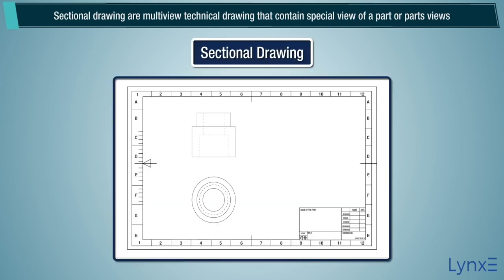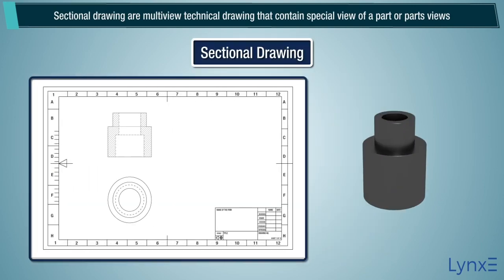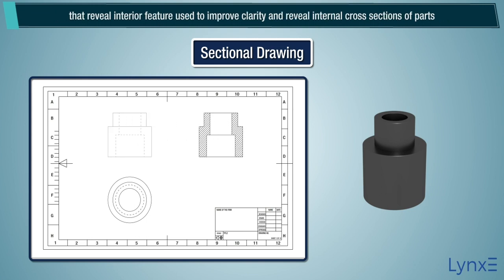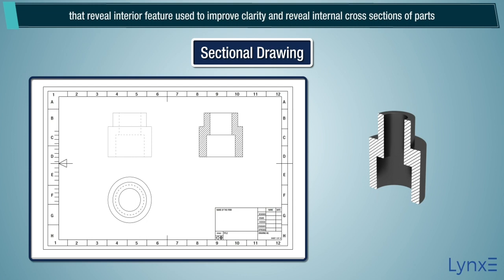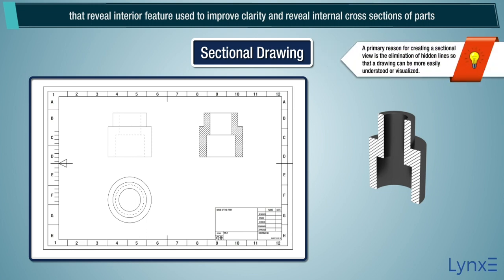Sectional drawings are multi-view technical drawings that contain special views of a part, or parts views, that reveal interior features, used to improve clarity and reveal internal cross-sections of parts. Note: a primary reason for creating a sectional view is the elimination of hidden lines, so that a drawing can be more easily understood or visualized.